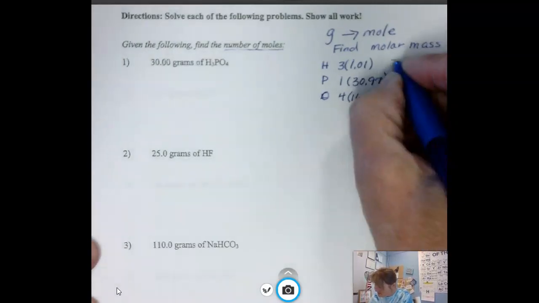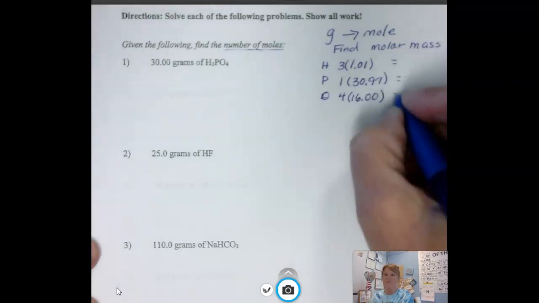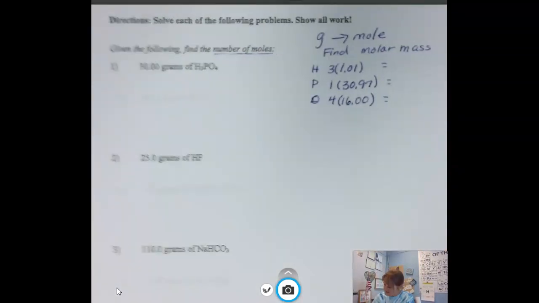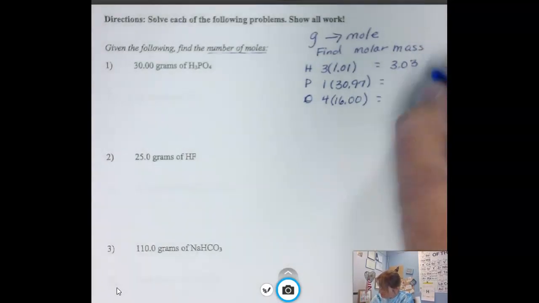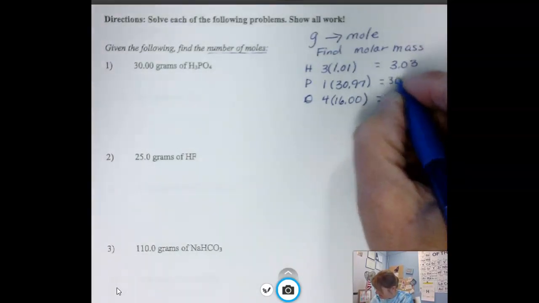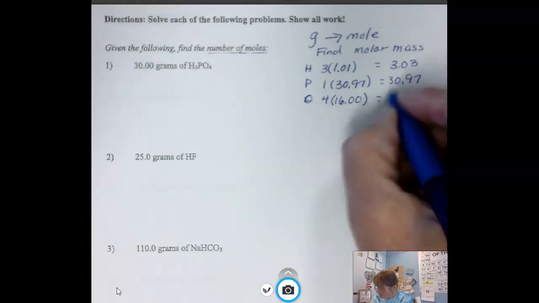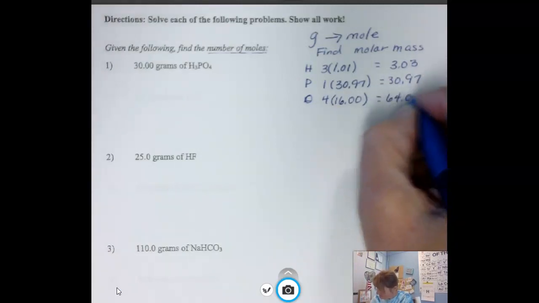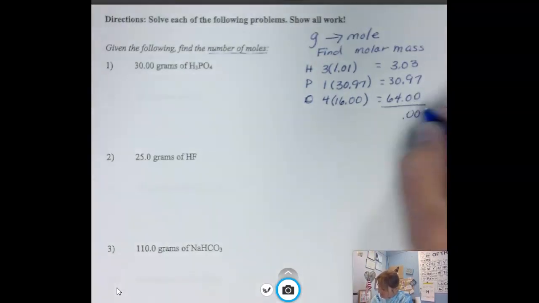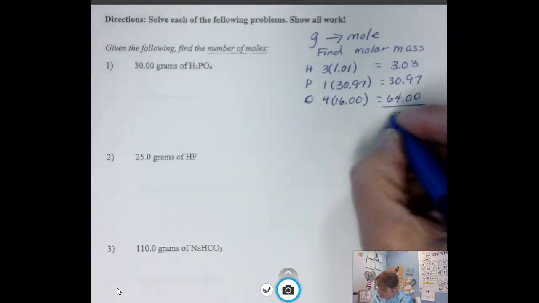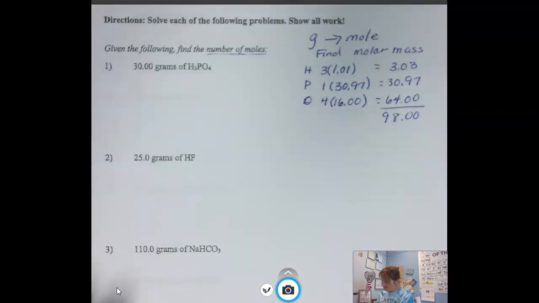Okay, so this is how I set it up. You can kind of choose how you want to set it up. So 3 times 1.01, I can do that in my head. 1 times that, I can do in my head. And 4 times 16 is 64. And then add that all up. Again, check my math because I did that in my head, but I believe that's 98.